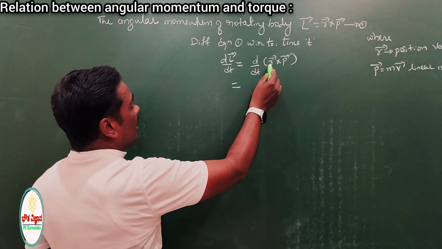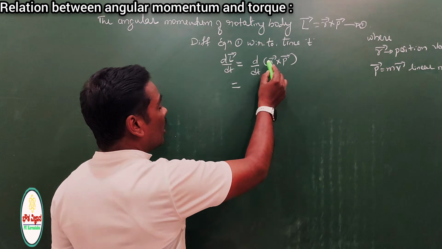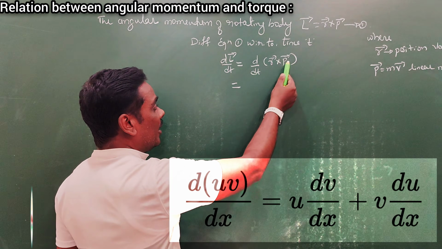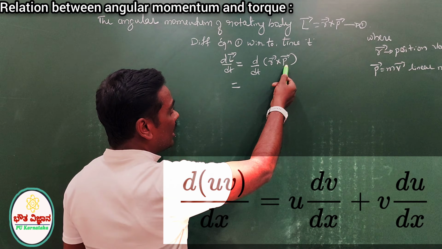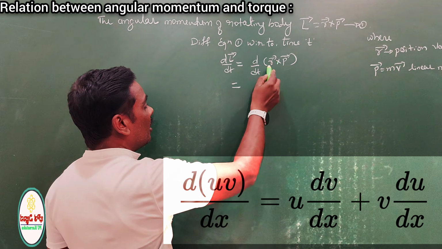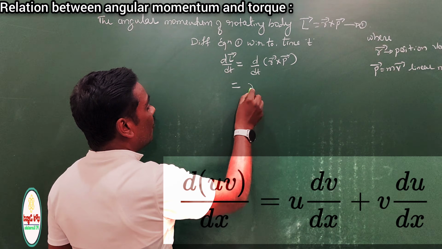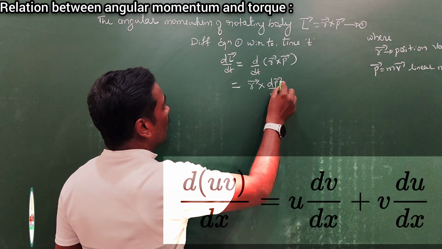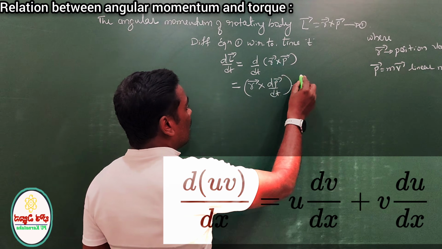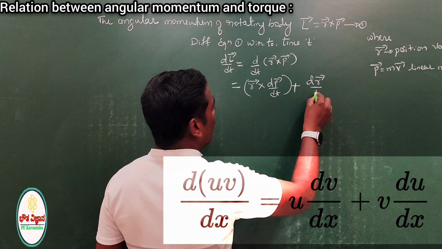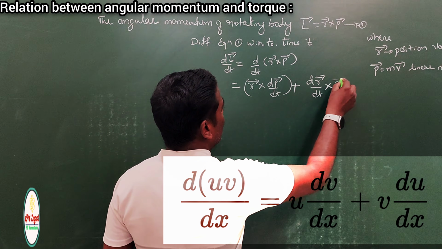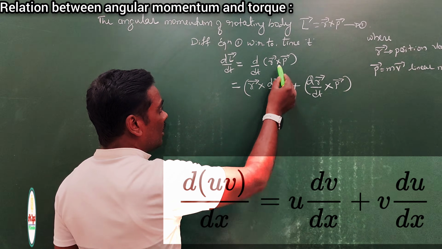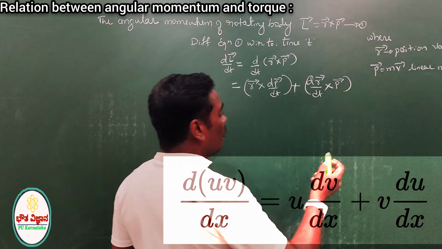Now it is the product of two functions. When we use the product rule in differentiation, we write the first function as it is, times the derivative of the second function, plus the derivative of the first function times the second function as it is. So this is known as the product rule.